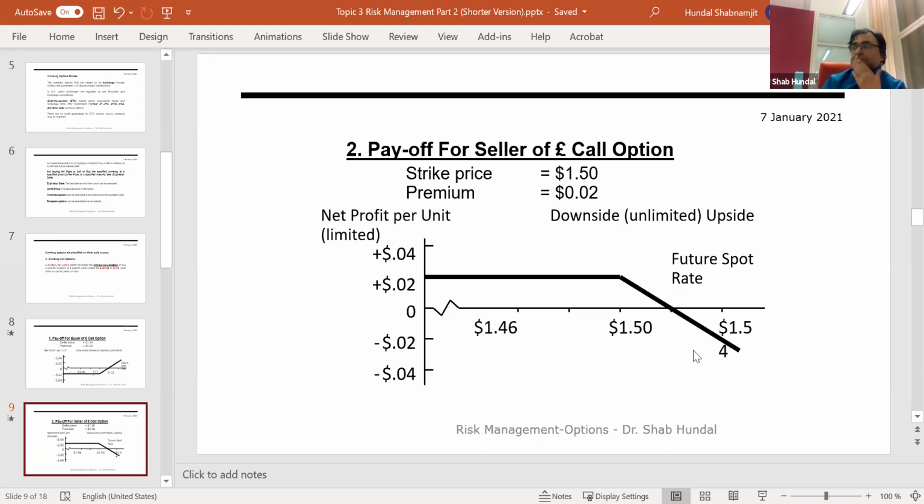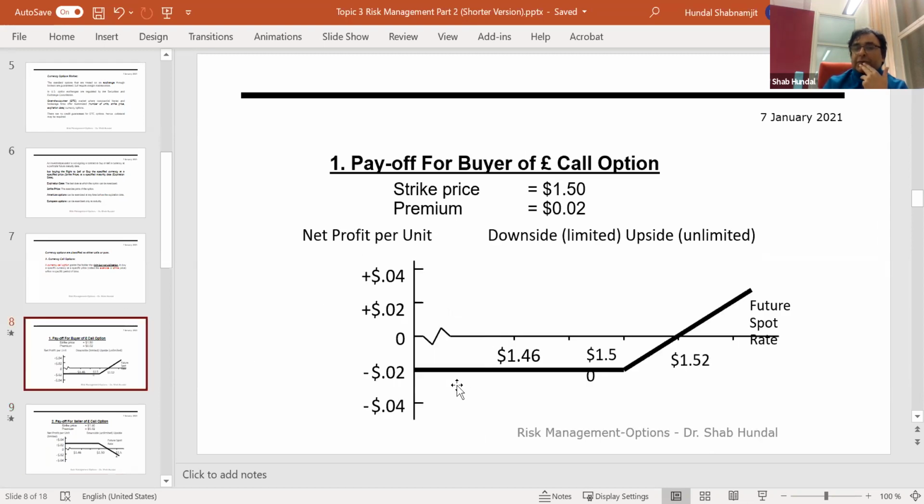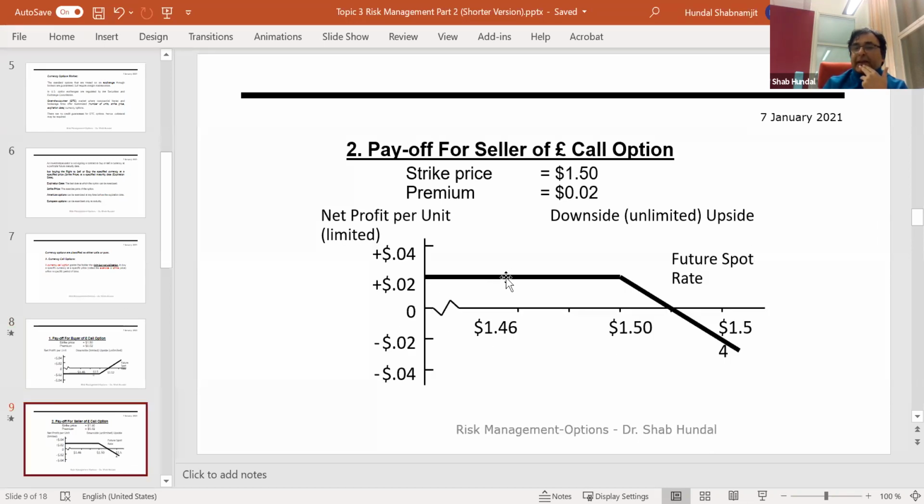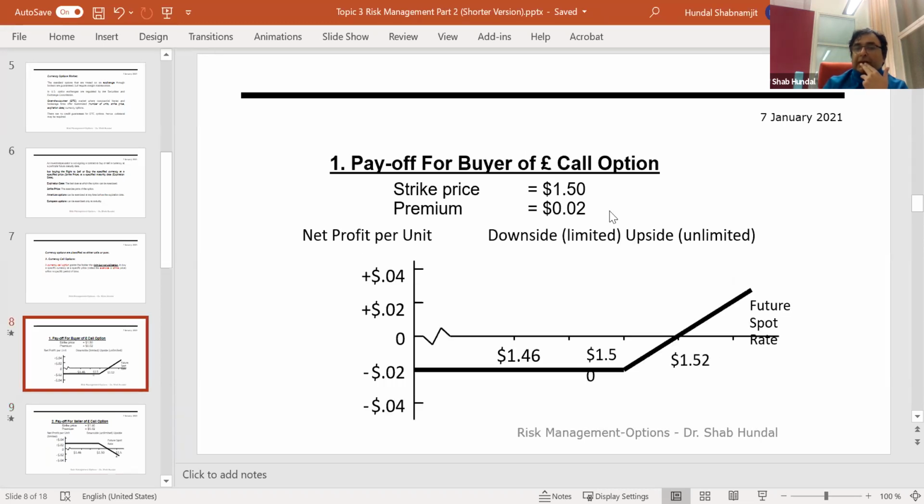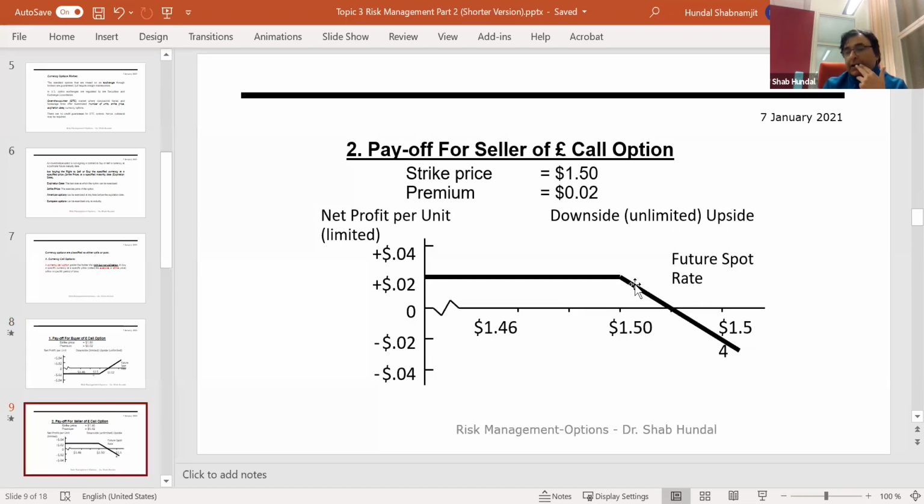The writer or the seller of the call option only gains when the buyer does not exercise. So the buyer loses 2 cents. So that is the maximum gain of the seller of the call option. And when the buyer has the unlimited potential to go up, the seller has the unlimited potential for losses. So you can see that the situation is just opposite.